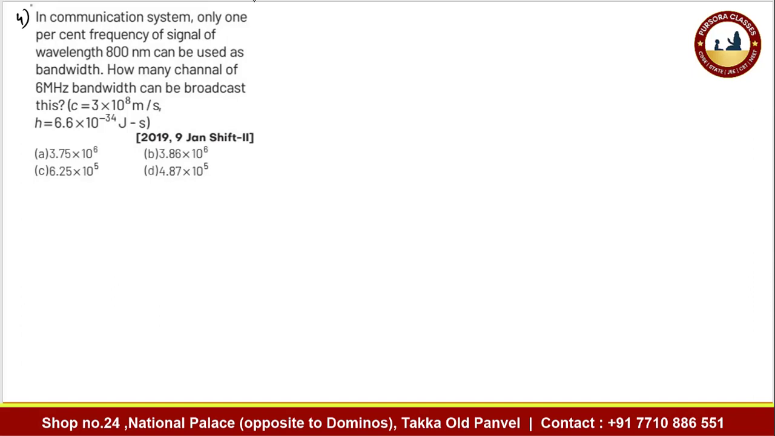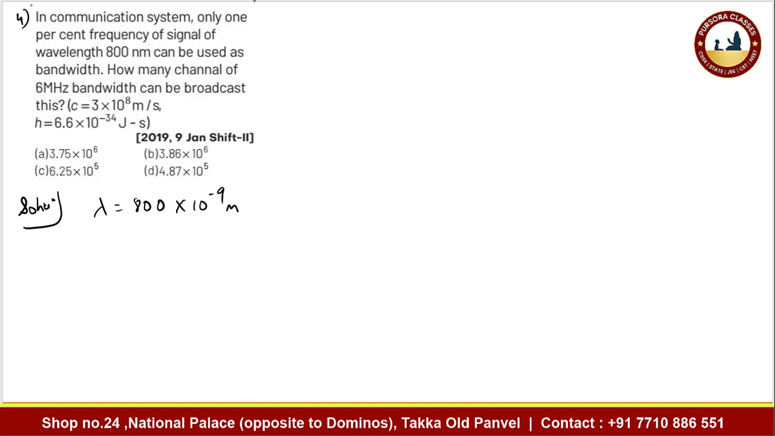Okay, students, so moving to the next question, we have in a communication system only 1% frequency of a signal of wavelength 800 nanometer can be used as bandwidth. So the signal wavelength is 800 nanometers, so 800 into 10 to the minus 9 meter. So this is the wavelength of the signal. How many channels of 6 megahertz bandwidth can be broadcast by this?